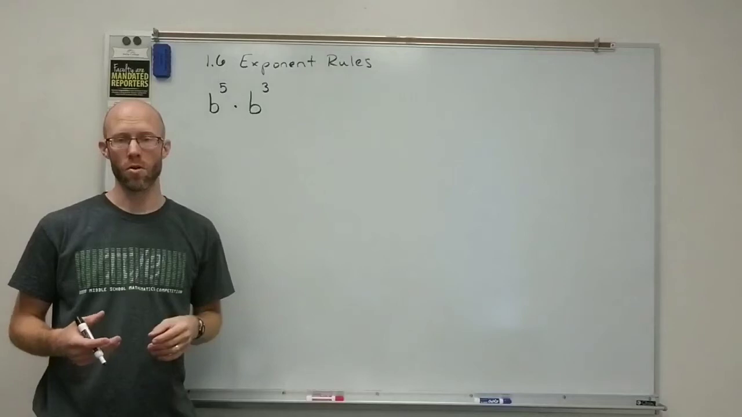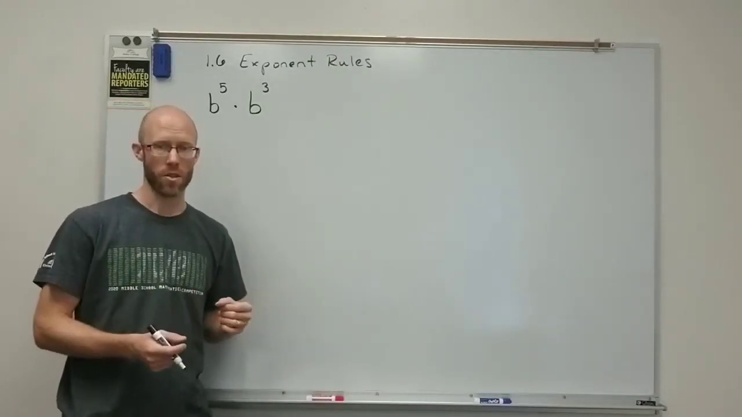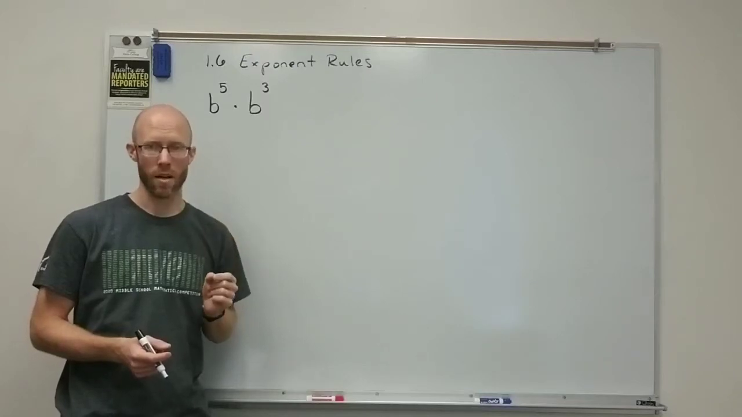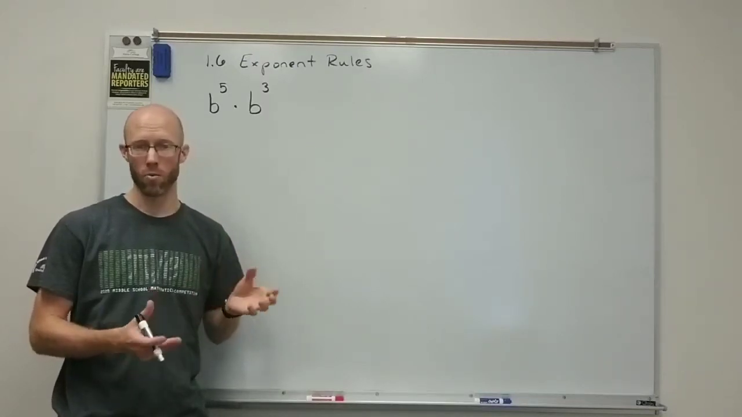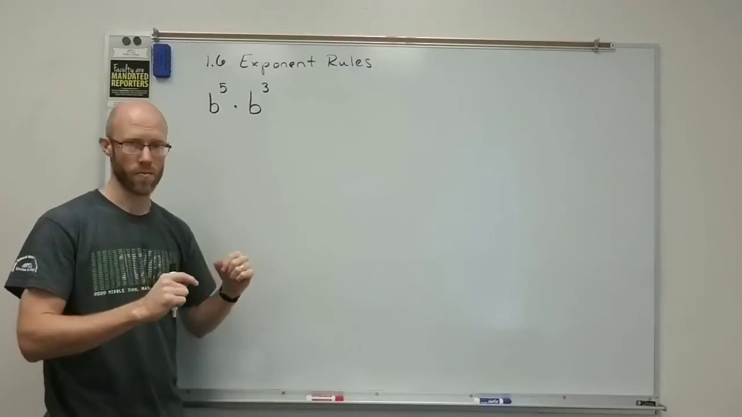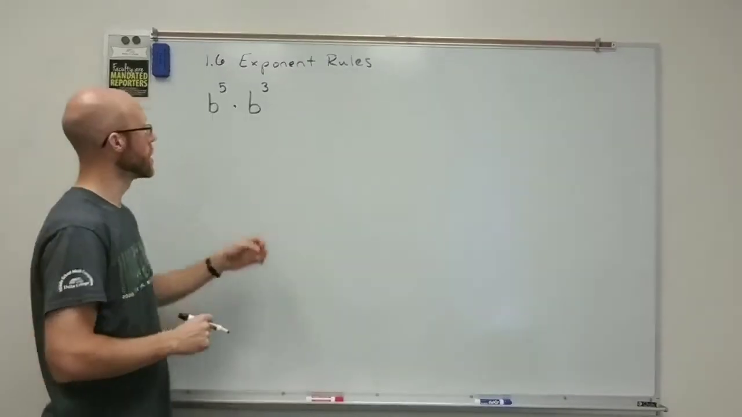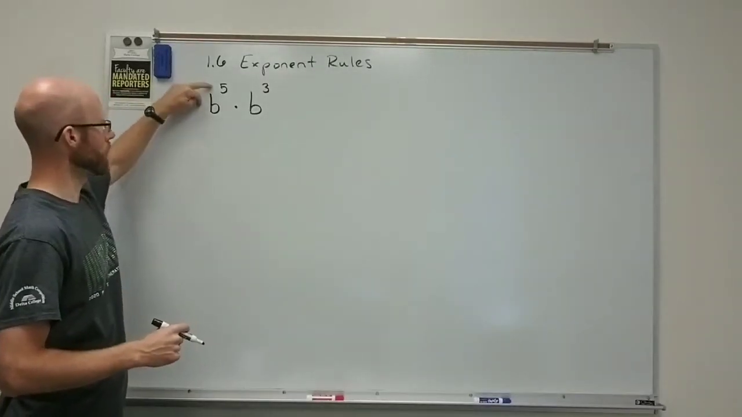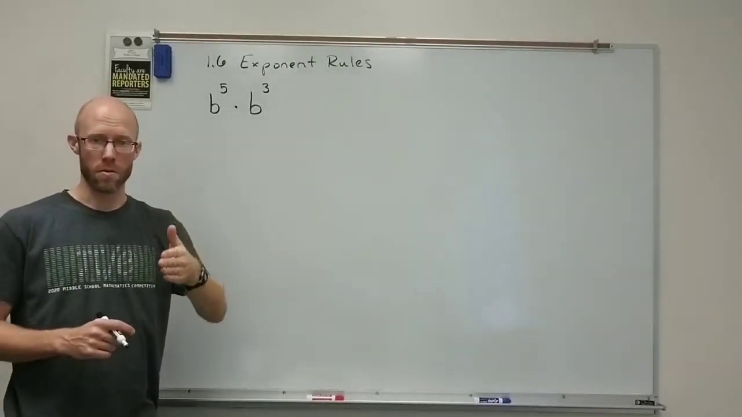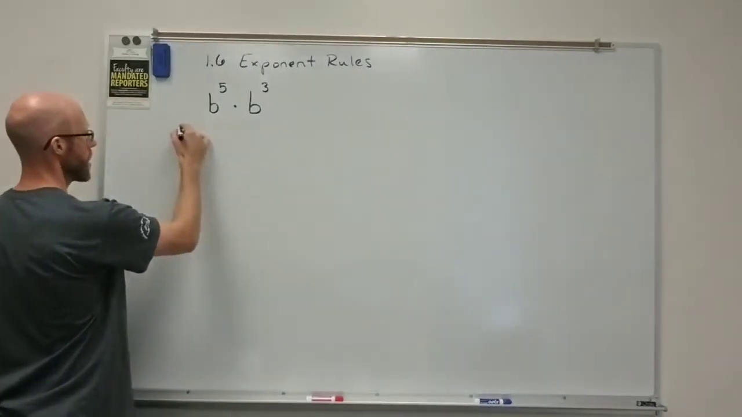Now, we know that exponents are really just repeated multiplication, and that's going to be the key to all of the rules that I'm going to present today. They all can be broken down as repeated multiplication and then simplified from there. I'm not going to show all the details, but that at least gives you an idea. So b to the fifth is the same as b times b times b times b times b, 5 of them.